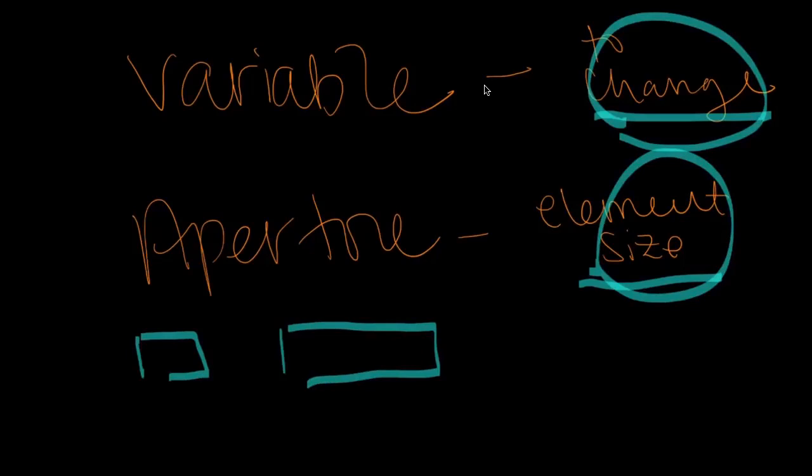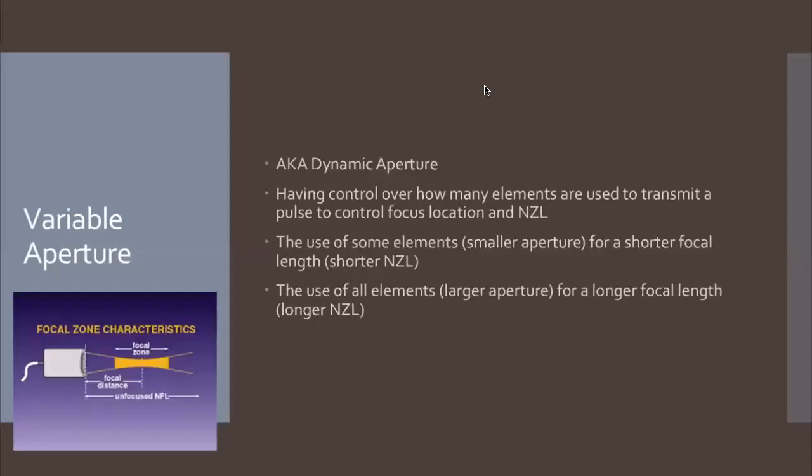So now I'm going to teach you guys about variable aperture. It's also called dynamic aperture, and the definition of this is having control over how many elements are used to transmit the pulse in order to control the focus in the near zone length. This is the point of it. If you're not talking about the focus in the near zone length when you're talking about variable aperture, then there's no point to it.